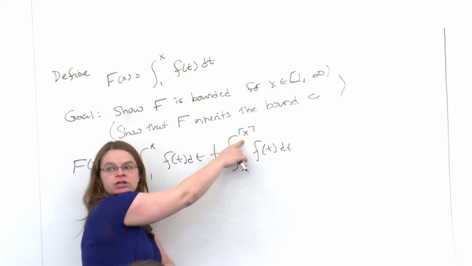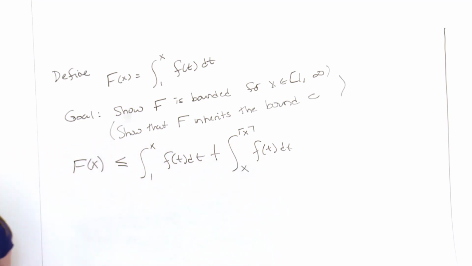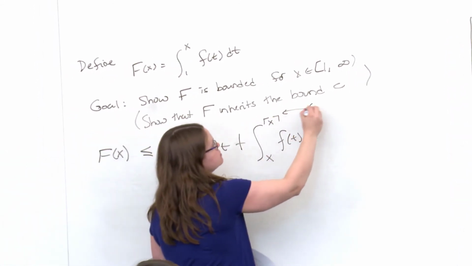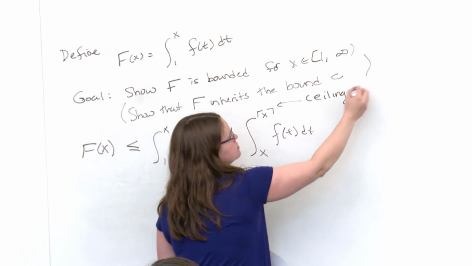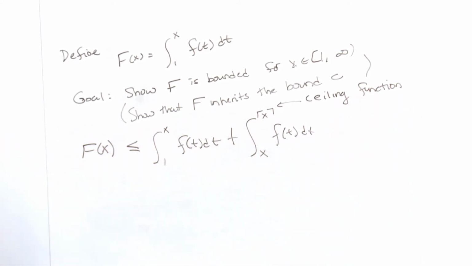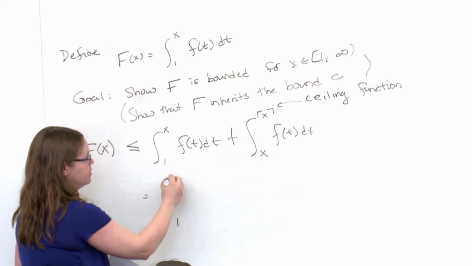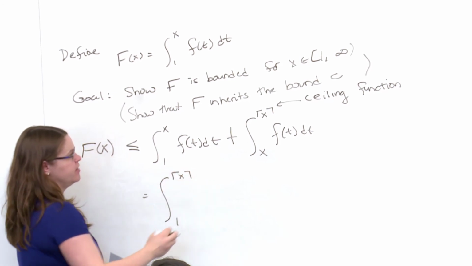Do you know this notation? This is the ceiling function. So it just means I'm taking my number and rounding up. Okay, this, in other words, is the integral from 1 to the ceiling of x.